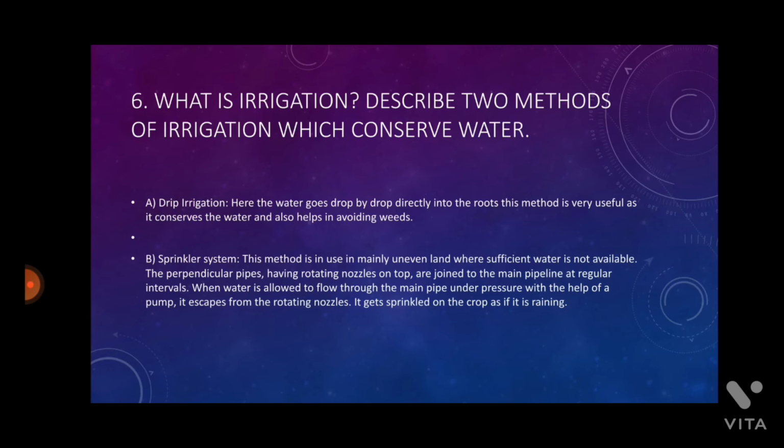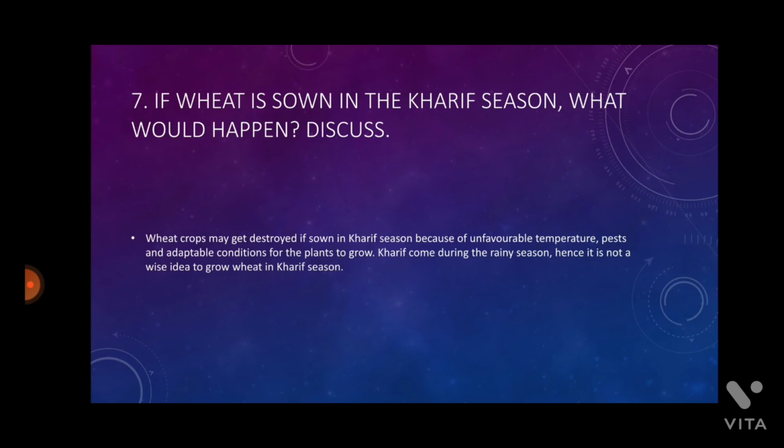Second is the sprinkler system. This method is used mainly on uneven land where sufficient water is not available. Perpendicular pipes having rotating nozzles on top are joined to the main pipeline at regular intervals. When water is allowed to flow through the main pipe under pressure with the help of a pump, it escapes from the rotating nozzle. It gets sprinkled on the crop as if it is raining.